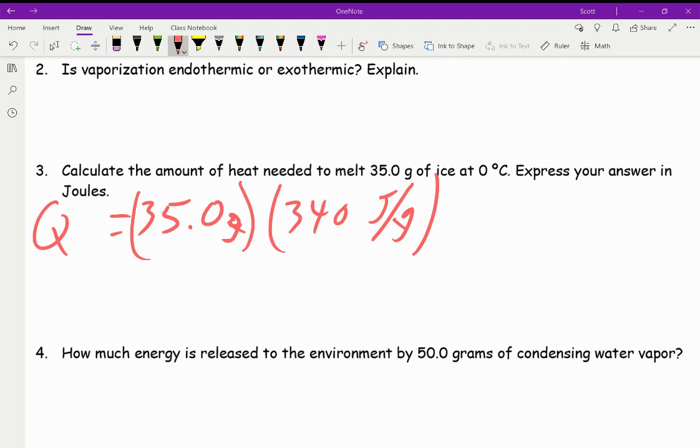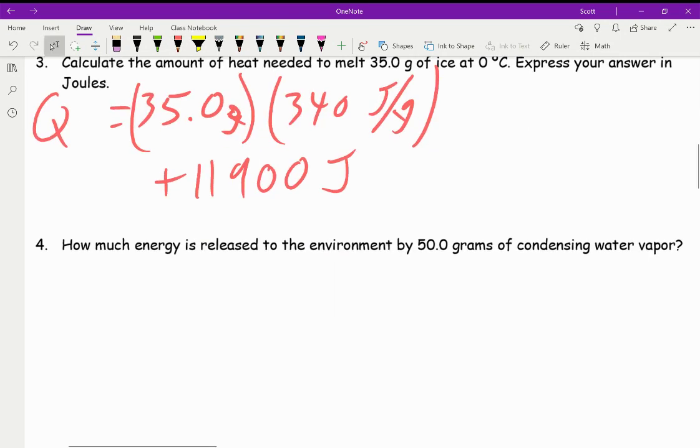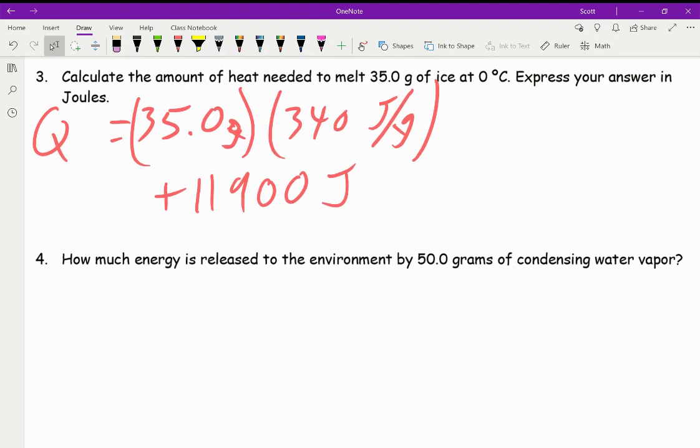And if we look at our handy calculator, then that gives us 11,900 joules of heat energy. I'm going to put the positive here to make sure we show that this is an endothermic process. All right. Now, if it changes to the situation down here where you have 50 grams of condensing water vapor. Now notice it's released to the environment when water goes from gas to liquid or liquid to solid.